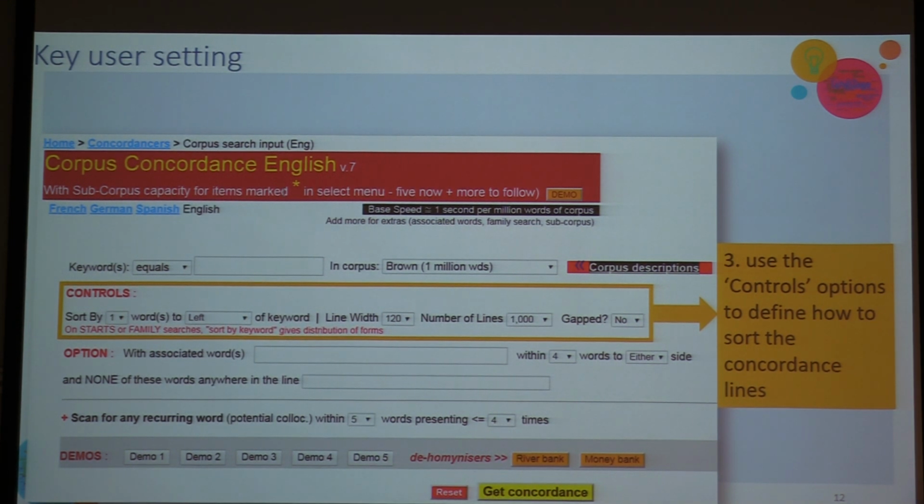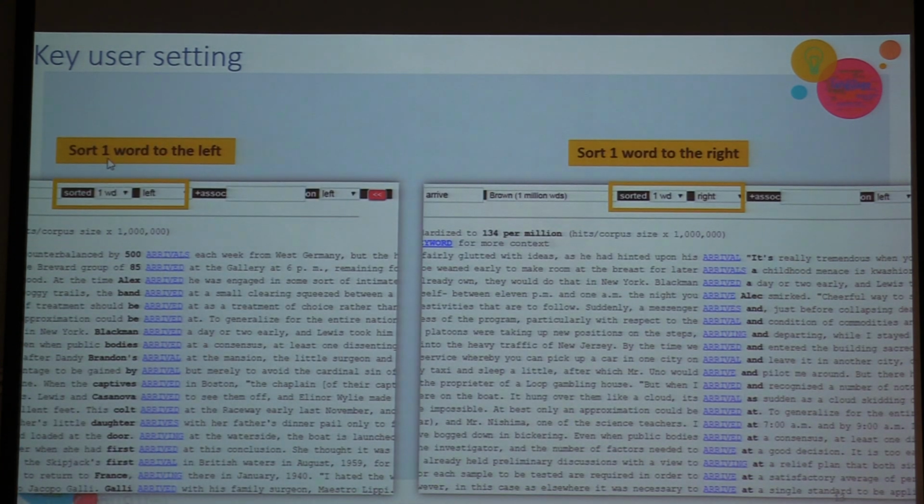Now I'll give you an example. If you sort one word to the left, for example, here we use arrival as the keyword. You see, you choose one word to the left, and all the text is aligned by the first word to its left. And if you choose sort one word to the right, you see the text will be aligned differently, by the first word to its right. So it's very easy, right?